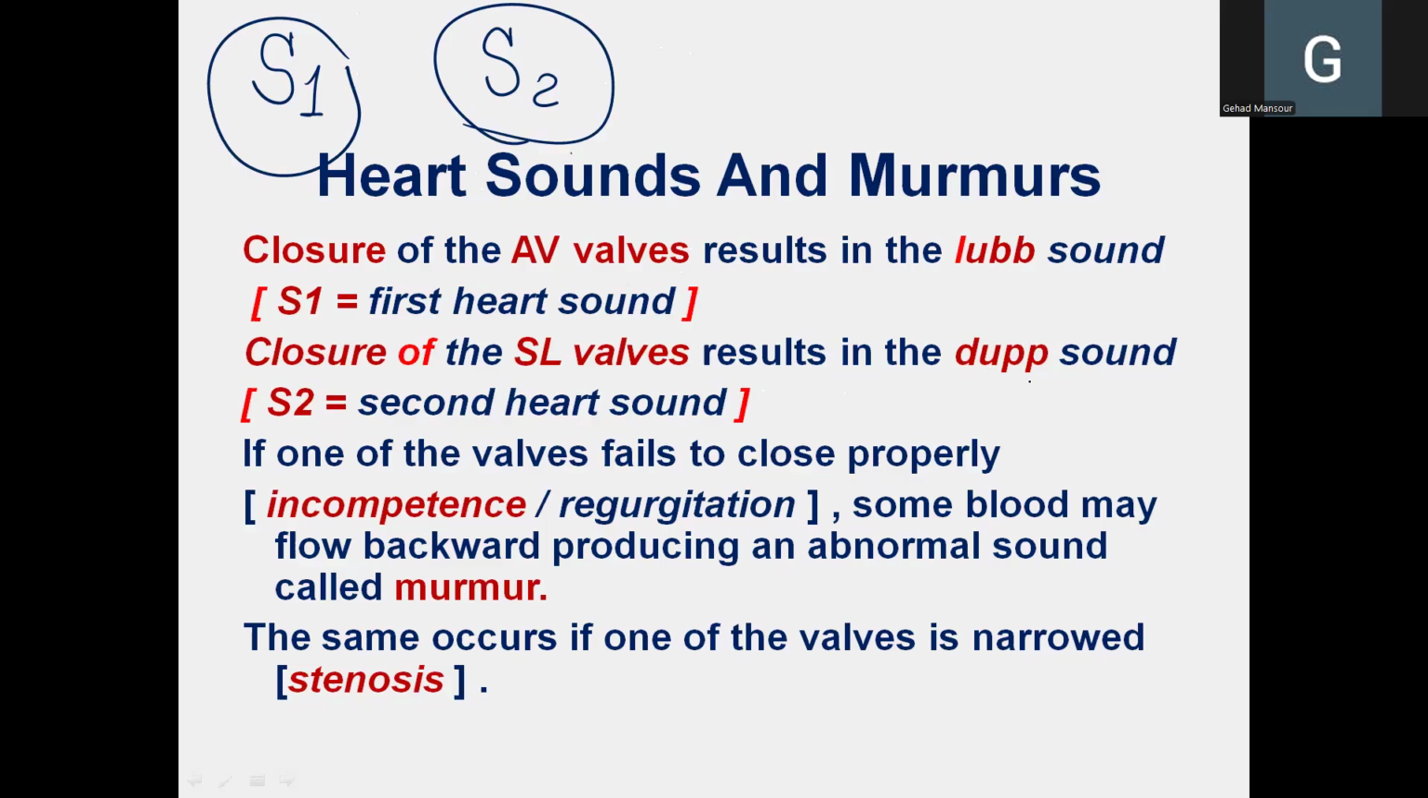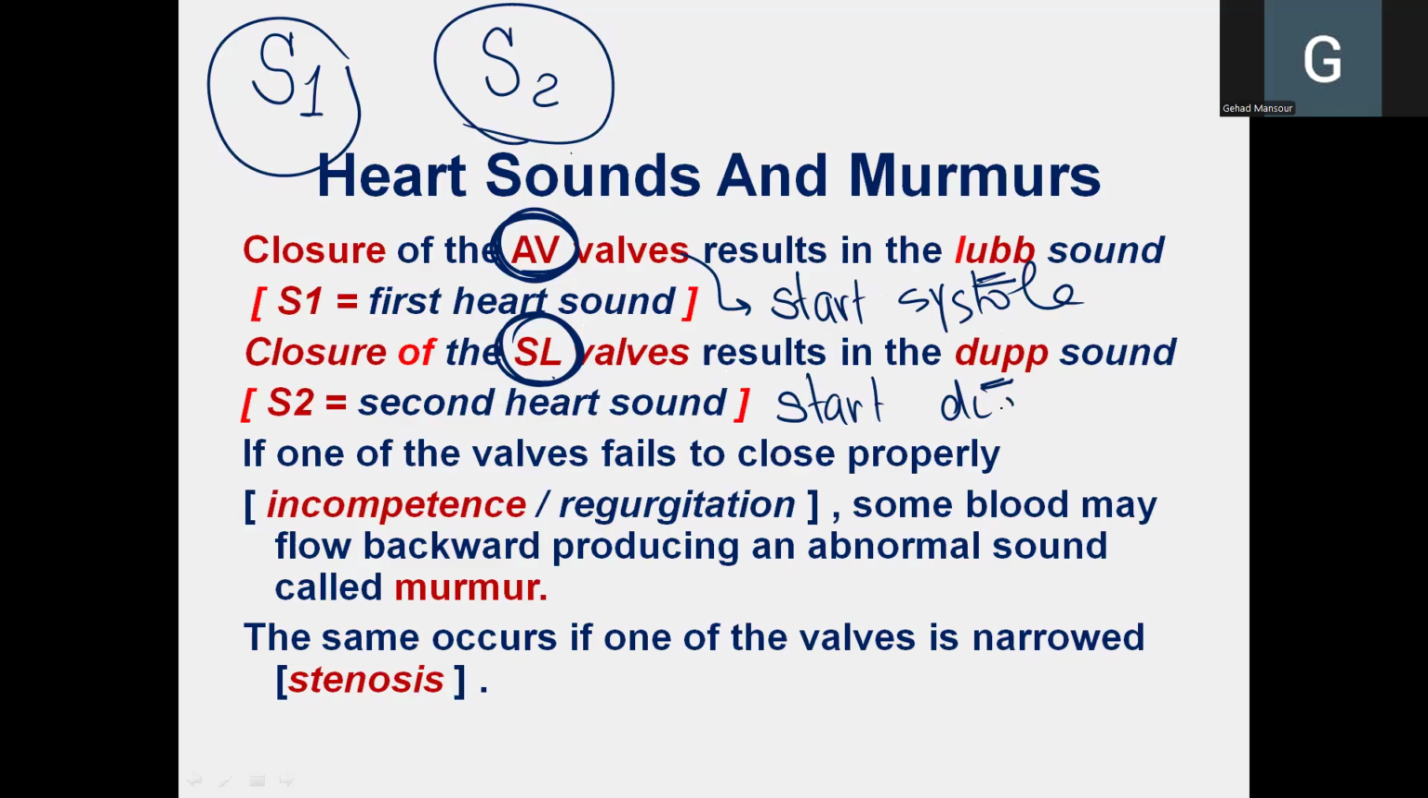So we have lub-dub, lub-dub. Lub is the first heart sound, and dub is the second heart sound. The first heart sound is due to closure of the atrioventricular valves. The second heart sound is due to closure of the semi-lunar valves. But you have to say when. The closure of the atrioventricular valves occurs at the start of systole, and the closure of the semi-lunar valves occurs at the start of diastole.